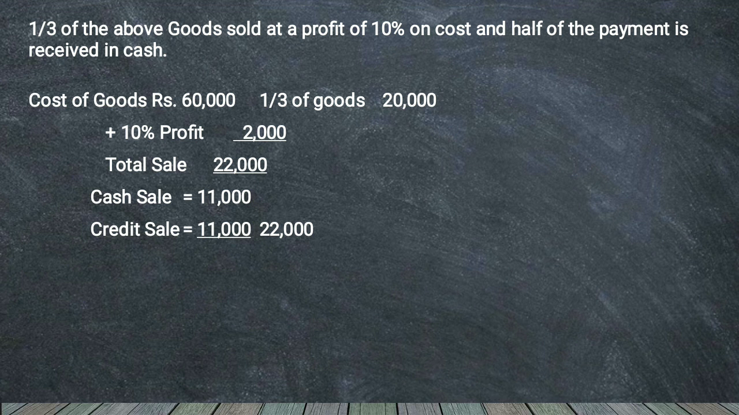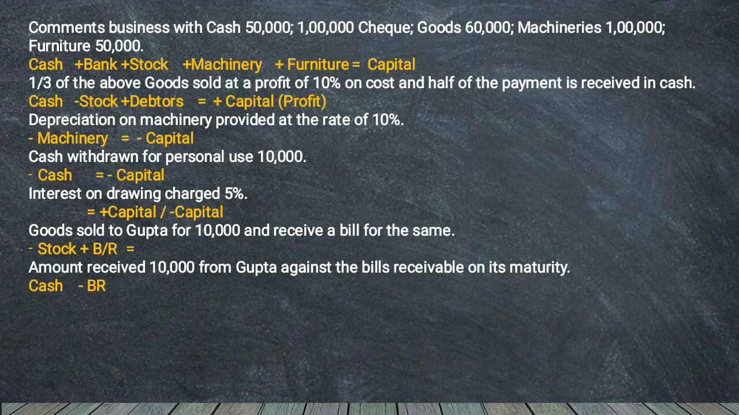Stock will decrease by 20,000, and we are getting a profit worth rupees 2,000, and you know all the profits and incomes increase our capital. Okay, so on the basis of all 7 transactions, we have to check the effect. What is the effect of all these transactions?